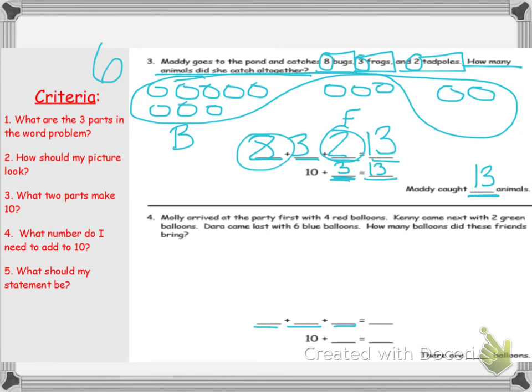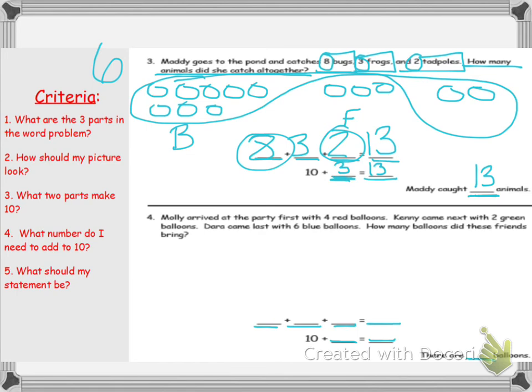What number do I need to add to 10? It's the one you did not circle in your picture and your number sentence. You'll write it right here. Then add that number to 10. Write your whole right here and right here. Then also write it in your statement.